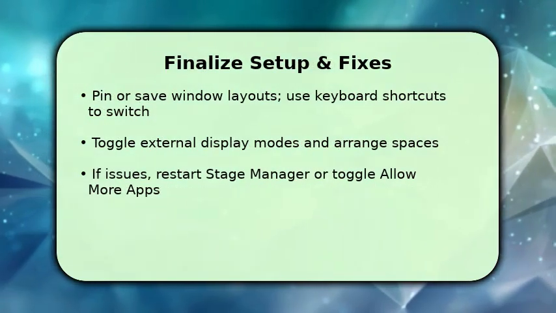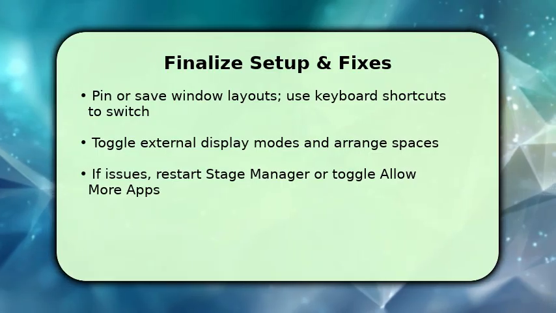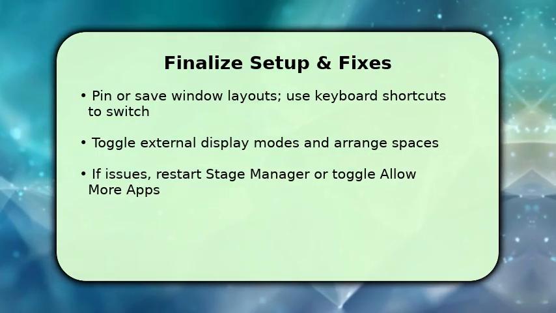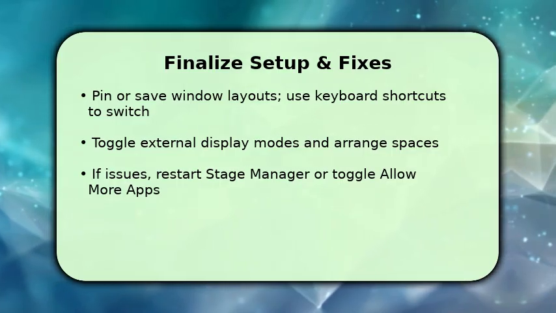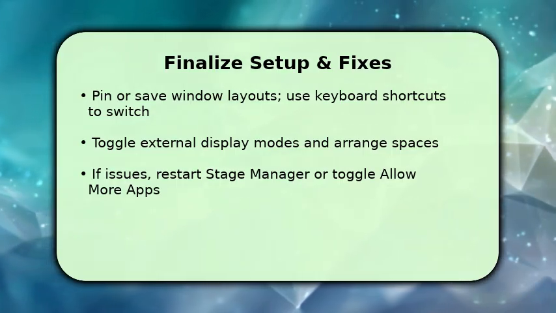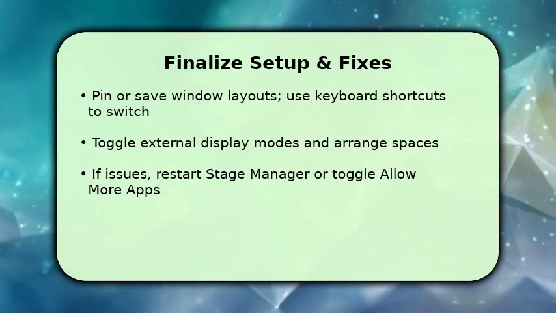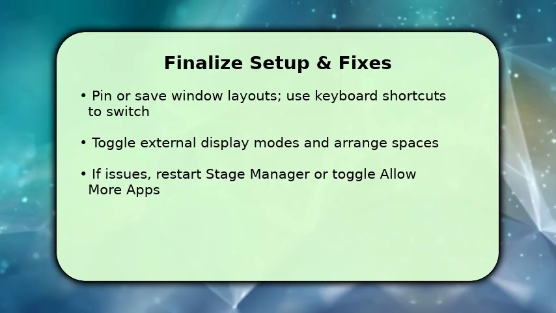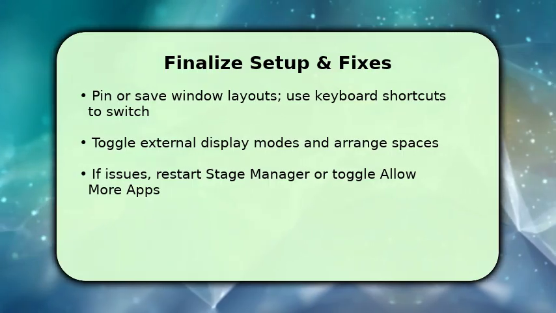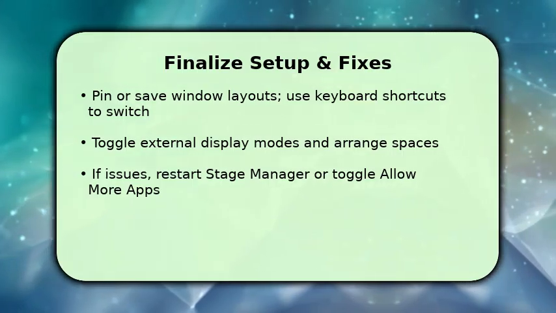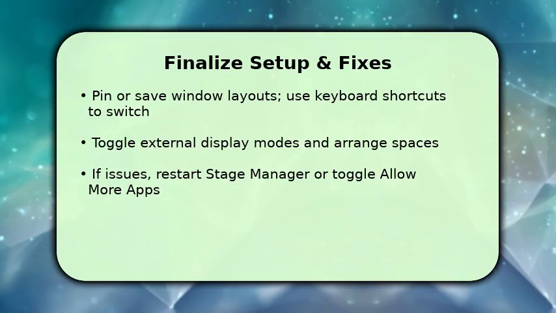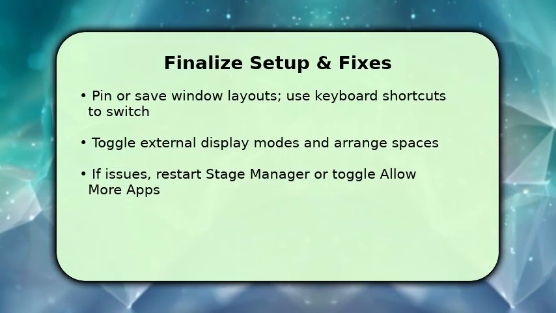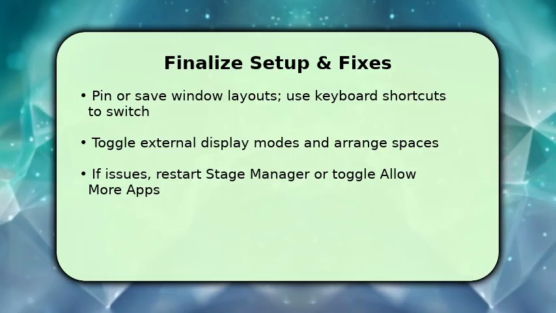Pin important windows or save app groups so you can return to them quickly, and learn keyboard shortcuts to cycle spaces if you use a physical keyboard. Adjust external display arrangement in settings to match your monitor orientation, and choose extended versus mirrored modes to control how apps flow. If windows behave oddly, restart Stage Manager from Control Center or toggle allow more apps off and back on. If problems persist, reboot the device to clear transient UI states.